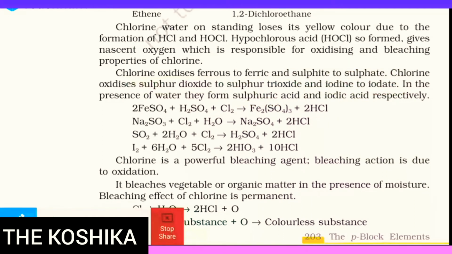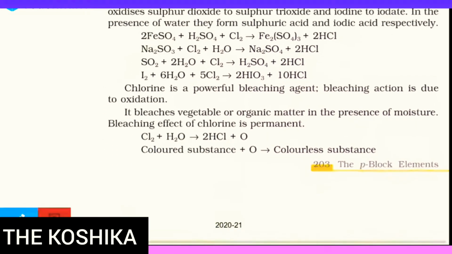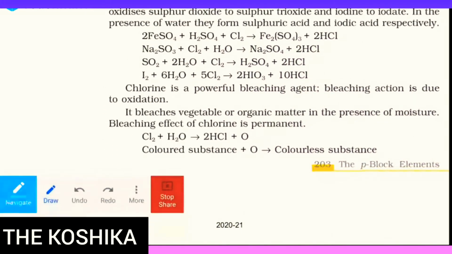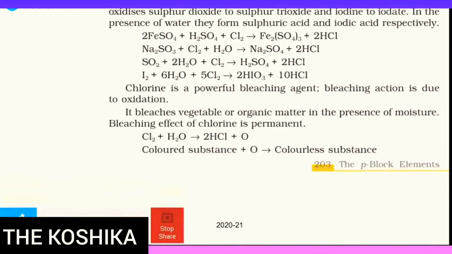Okay. Now see the reactions here. So 2FeSO4 plus H2SO4 plus Cl. Now here Cl reacts differently and it forms HCl. And it is what? Fe2(SO4)3, that is sulfate. Okay.